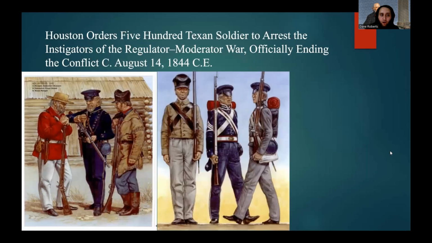Houston would also order 500 Texan soldiers to arrest the instigators of the Regulator-Moderator War, officially ending the conflict on August 14th, 1844 CE.